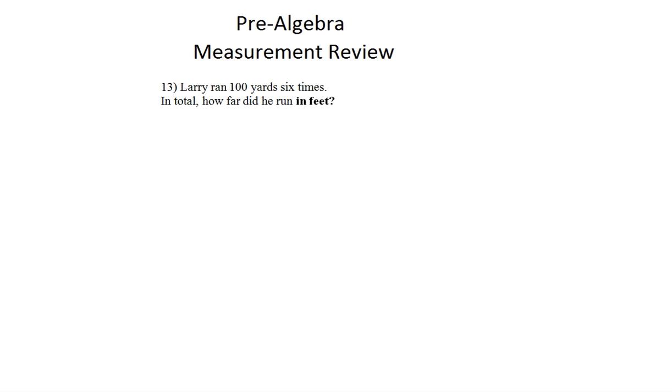Because we're doing measurement and we've been doing a lot of conversions, the first thing I notice here is that they're giving us 2 units. One unit is yards, and the other unit is feet. So I might want to recall that 1 yard is equal to 3 feet. That is my conversion rate. 3 is going to be the magic number.